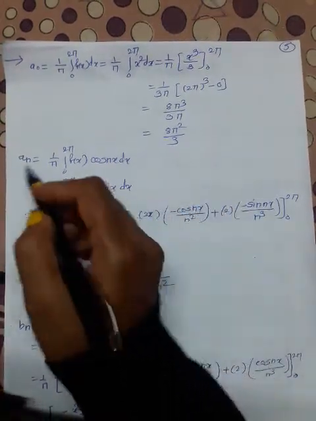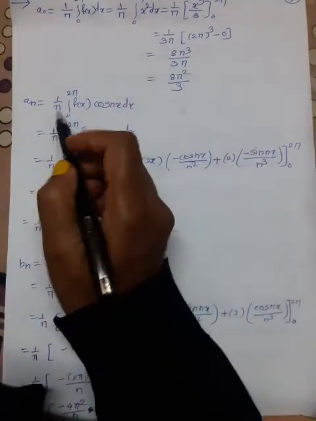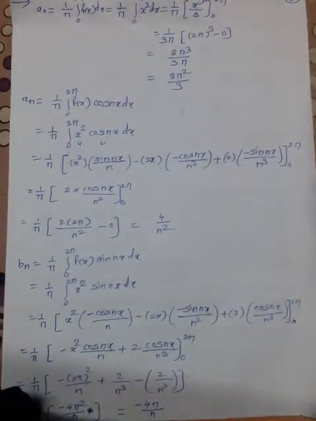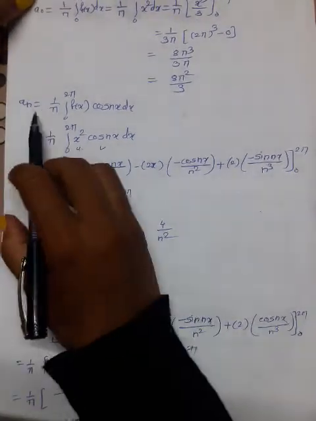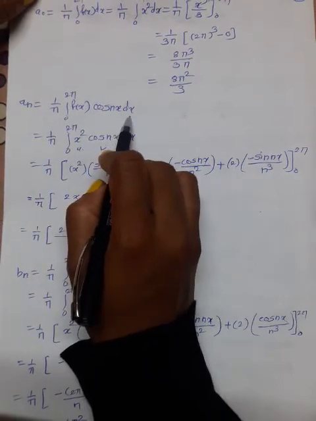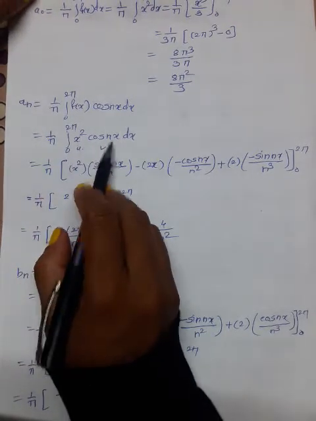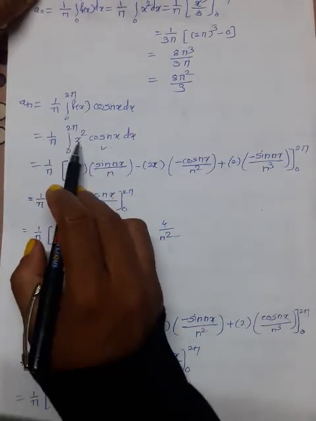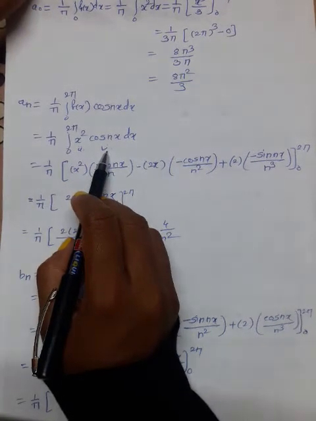Okay, now let us start with an. an is equal to 1/π integration 0 to 2π f(x) cos nx dx. This is the basic formula. Put the value of f(x) as x² into cos nx. Again the u into v rule applies here, the same. u is algebraic, v is trigonometric.